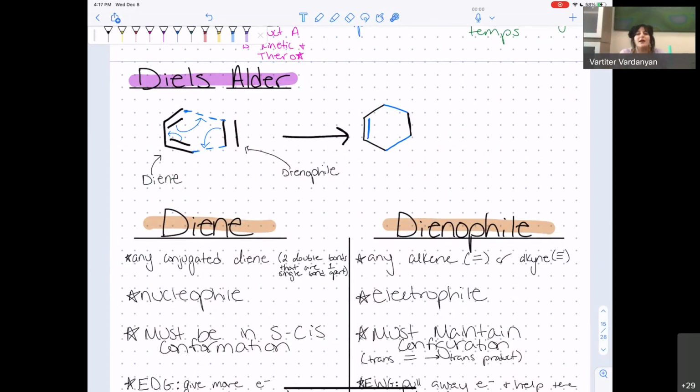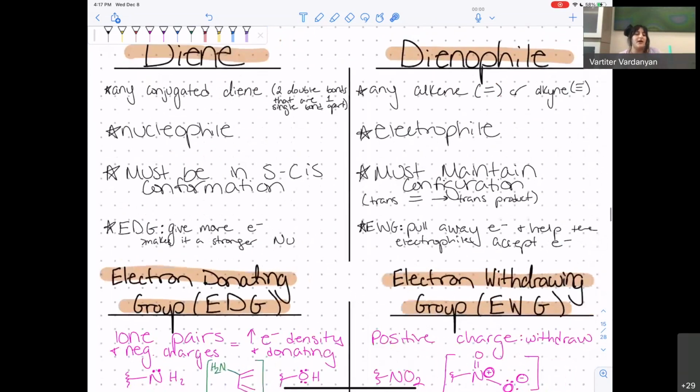The Diels-Alder reaction is between a diene and a dienophile. A diene is any conjugated diene. It is the nucleophile. It has to be S-cis, and it likes to have electron donating groups, whereas the dienophile is the electrophile. It's any alkene or alkyne, aka double or triple bond. It must maintain its configuration. So you don't have to start with a specific configuration. You just have to maintain whatever you start with at the end.